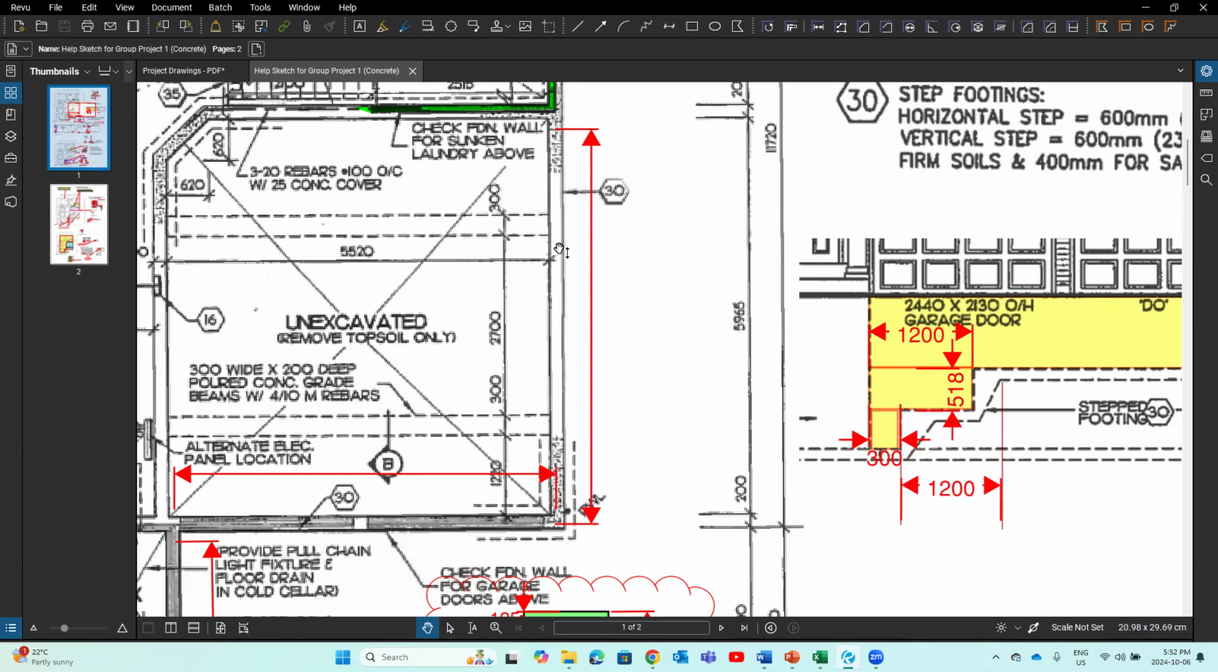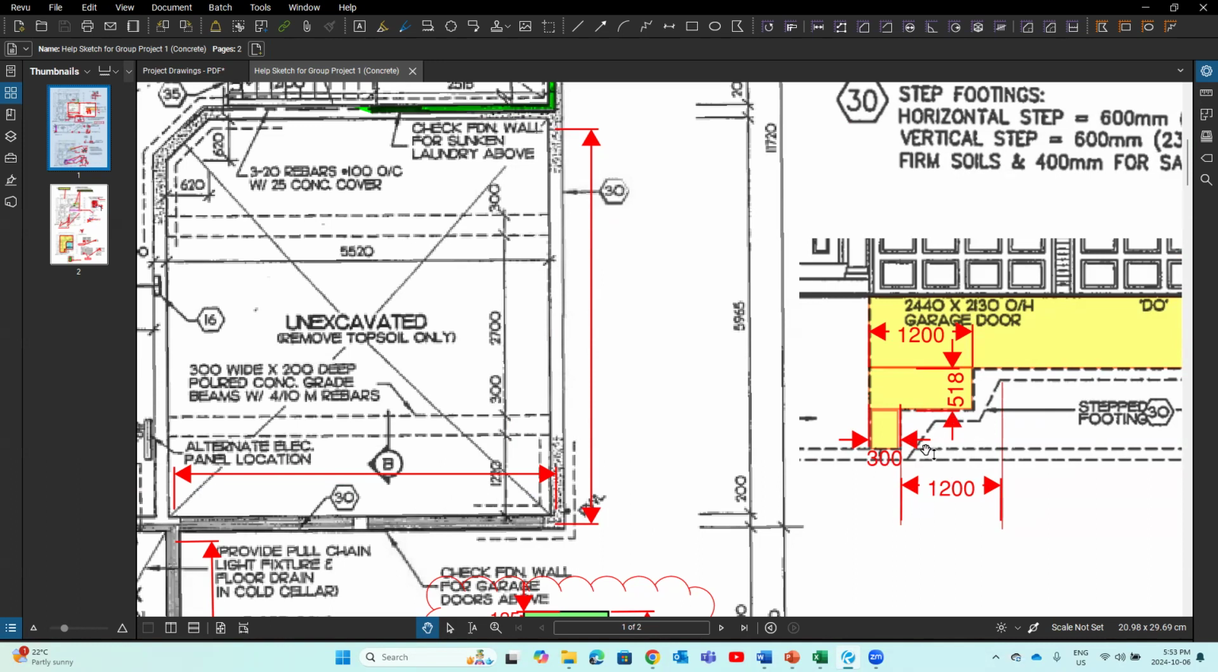Understand that, right? Because there is one step footing this side, another step footing this side. I'm going to take this length, subtract 1200 this side, another 1200 this side. Then I multiply by 2. I will be able to get the length of this part. After that, add the length of the other footing, because they are the same, right? After that, I'm going to calculate this separately.